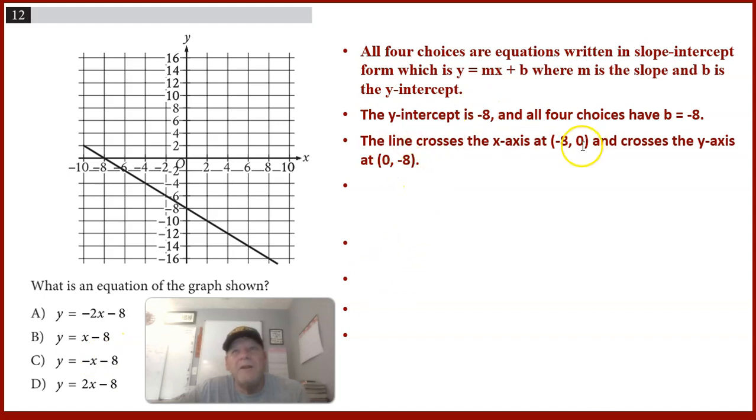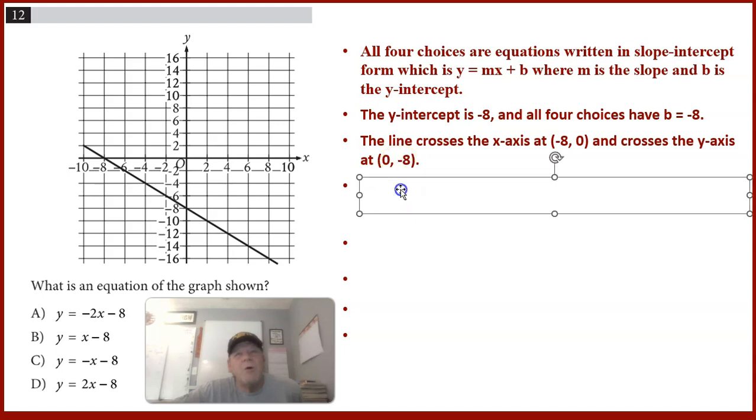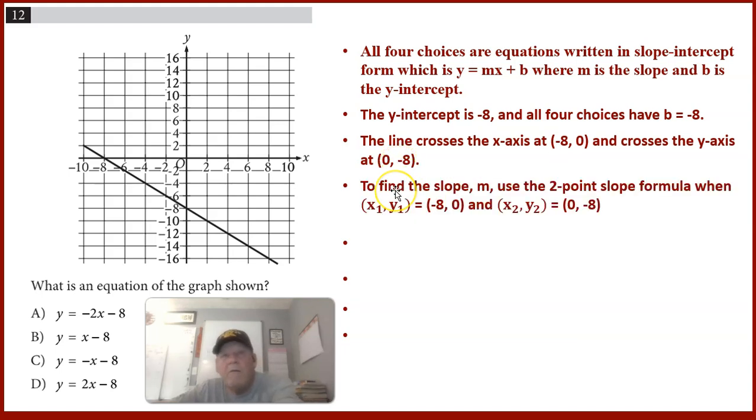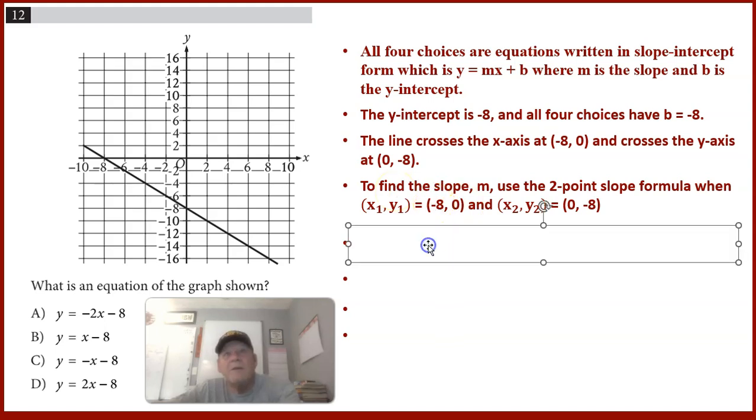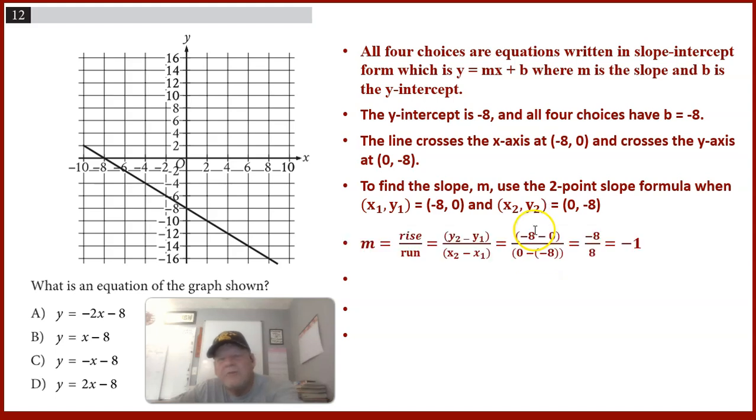B is -8. But it does cross and pass through this point on the x-axis, which is the x-intercept, and this point on the y-axis, which would be the y-intercept. So this point here is negative 8, 0. This point here is 0, negative 8. So I could find the slope now. So to find the slope, they have something that's called the two-point slope formula. So I can say that that first point is x1, y1. The second point is x2, y2. And use the equation y2 minus y1 over x2 minus x1.